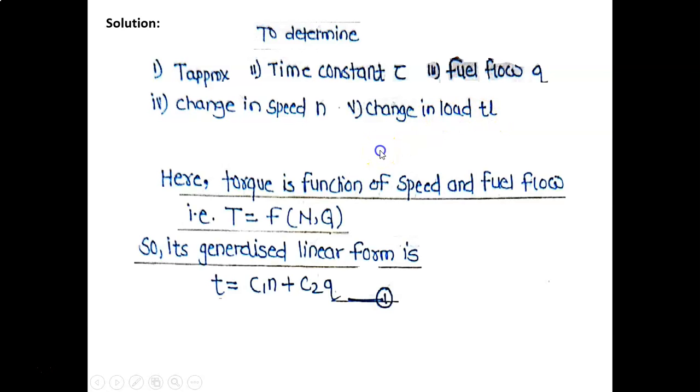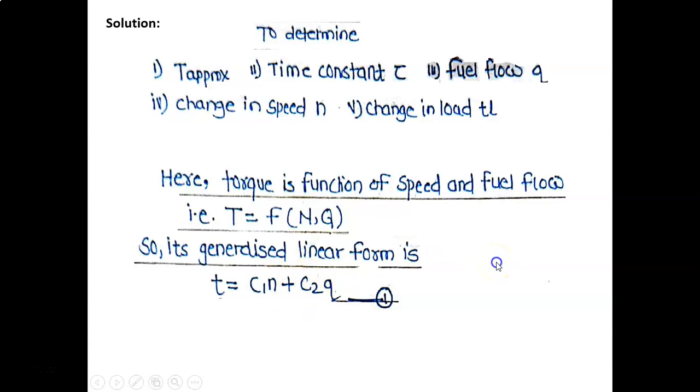Therefore, here torque is a function of speed and fuel flow, that is T is a function of N and Q. So its generalized linear form is T is equal to C1 N plus C2 Q, equation 1. Therefore, we will find the values of C1 and C2 from the graph.